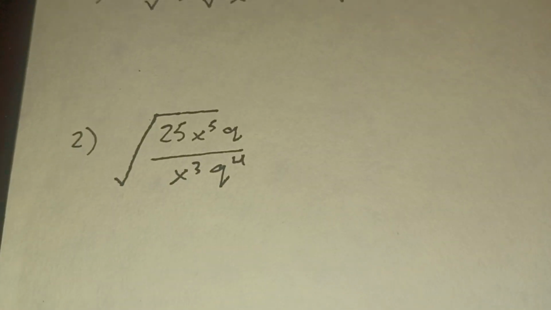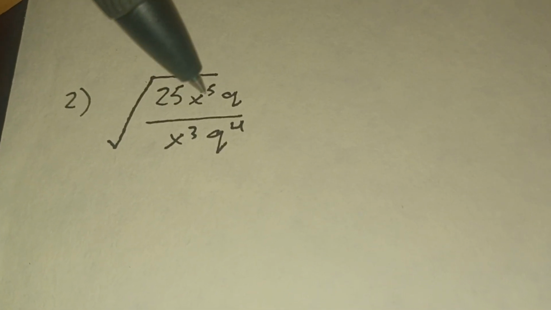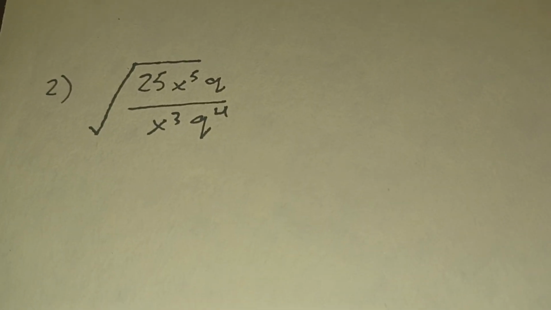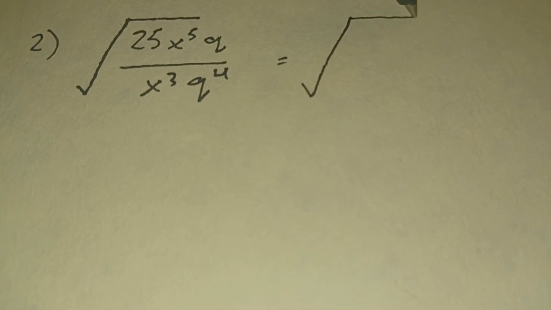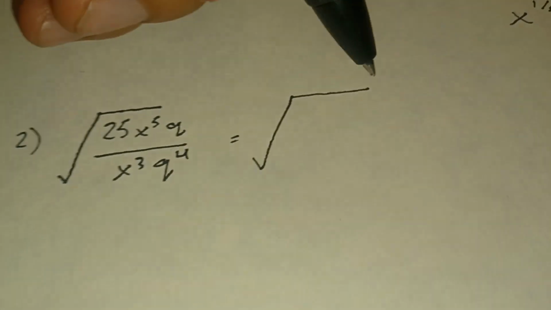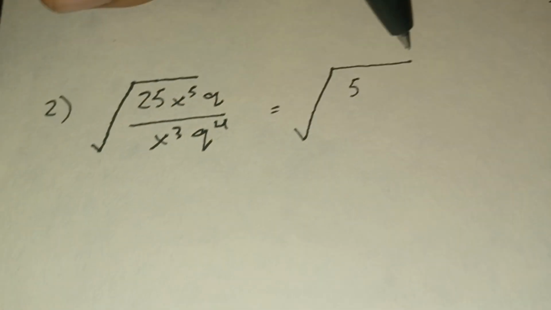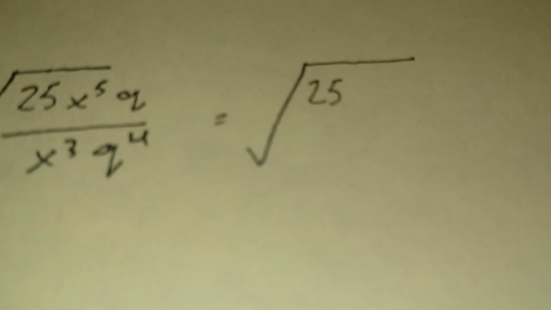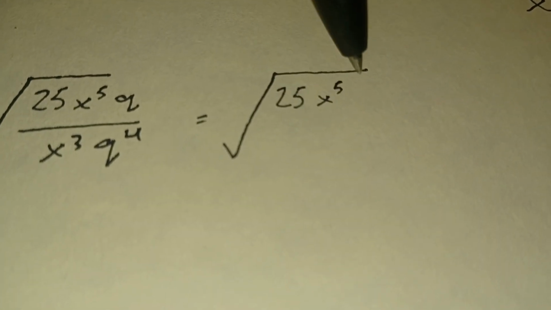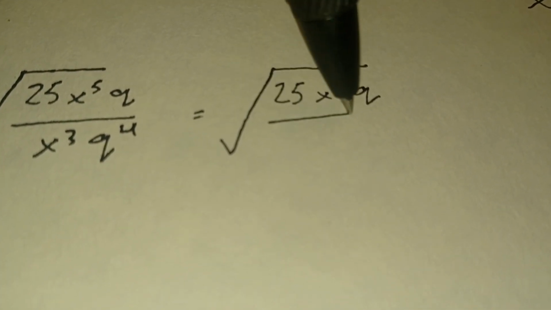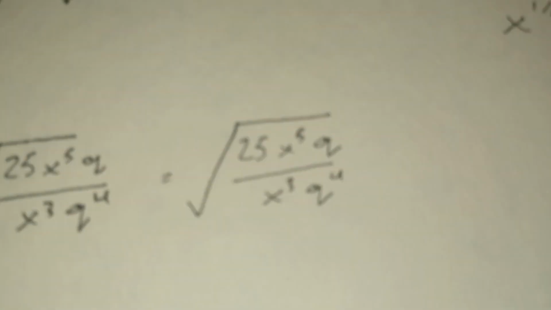The square root of 25 x to the 5th power times q, divided by x to the 3rd power times q to the 4th power. So let's go ahead and rewrite this. We're looking for perfect squares. Actually, sorry, I missed a step. Let's cancel out the common terms they have. We have x to the 5th q, x to the 3rd. Sorry, I'm just rewriting this question. I spaced out for a little bit, but we're back.